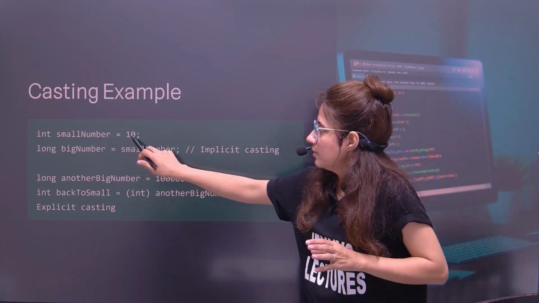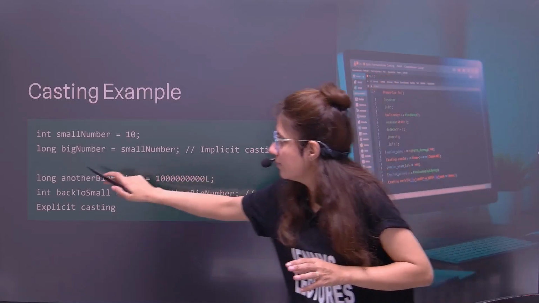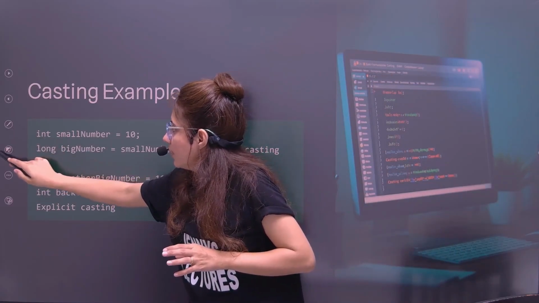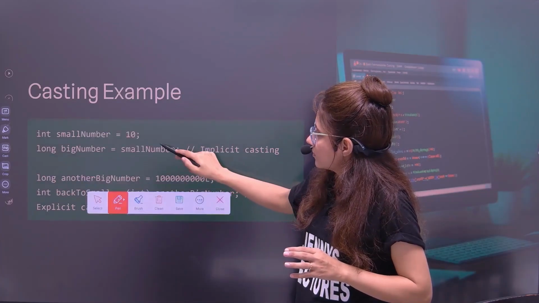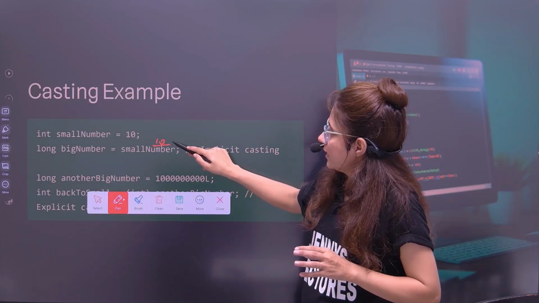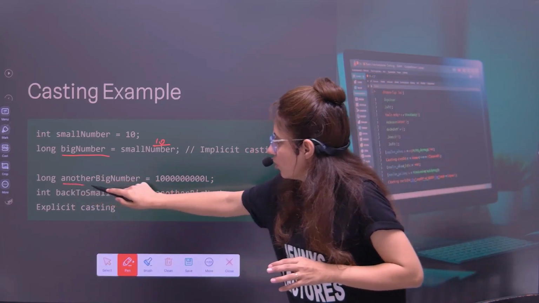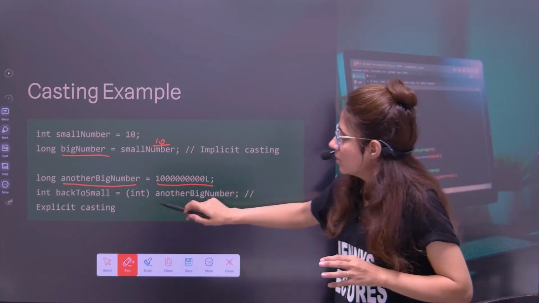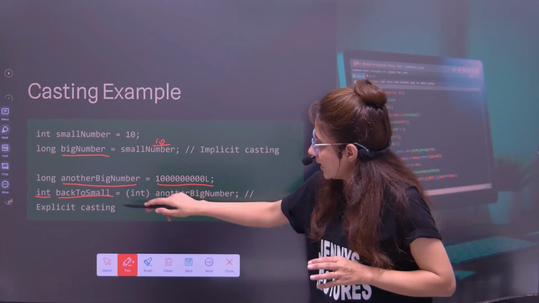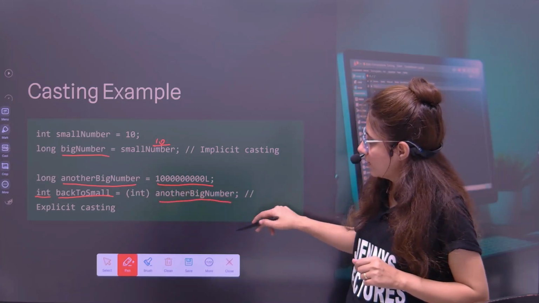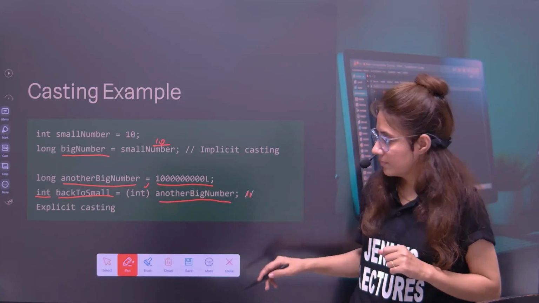So here int small number is equal to 10. Then long big number, I'm assigning this small number to this big number. So this will automatically do the conversion. The small number value is 10, so the compiler will automatically convert this into long and store it here. This is a long variable having this value. Now we are taking int again, with variable name back to small. You cannot directly assign another big number; this will give an error. But you can typecast this into int and then you can assign. This is explicit casting, right?